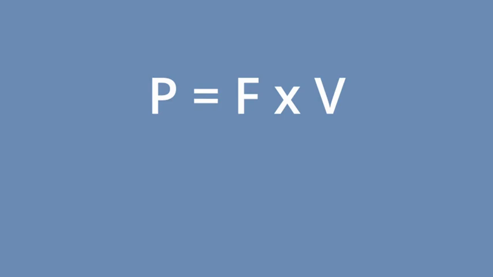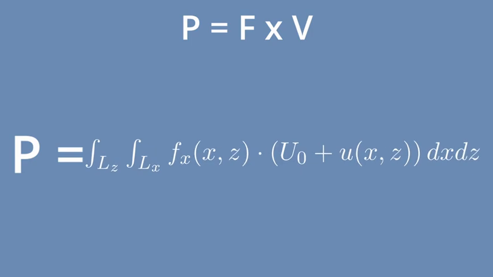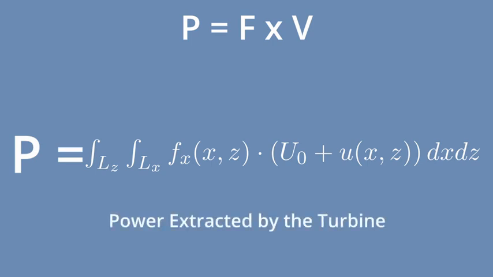Fundamentally, power is the product of force and velocity. To adapt this equation to work in our 2D space, where both force and velocity are matrices spanning a grid, we will calculate the power by integrating their product over the entire area domain. This is similar to what we did when calculating the total thrust. This equation can be used to calculate the power extracted by the turbine.